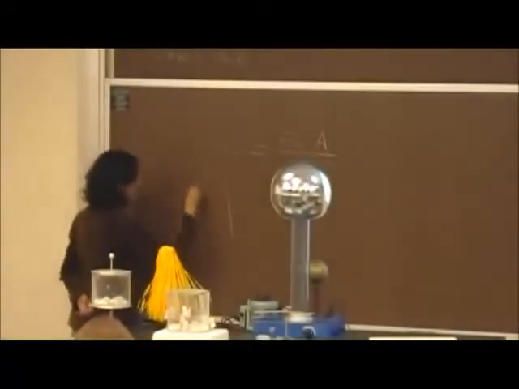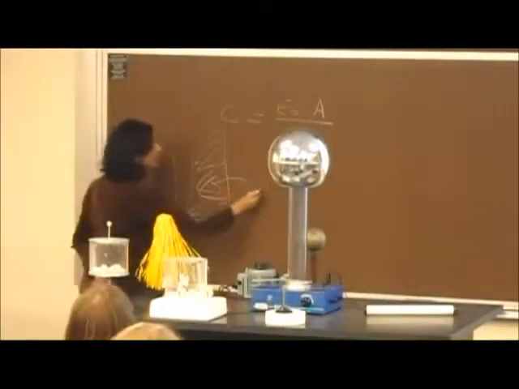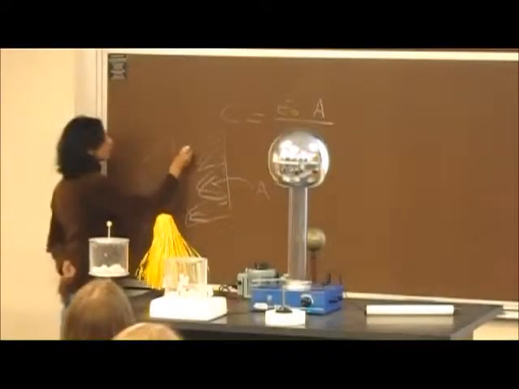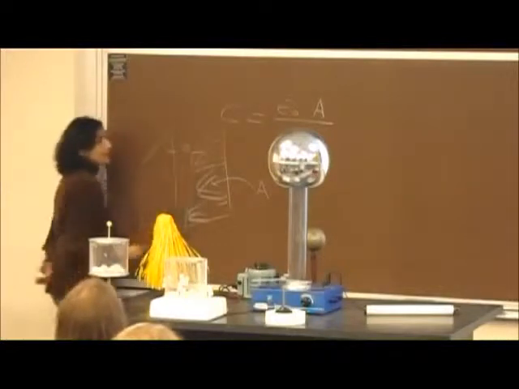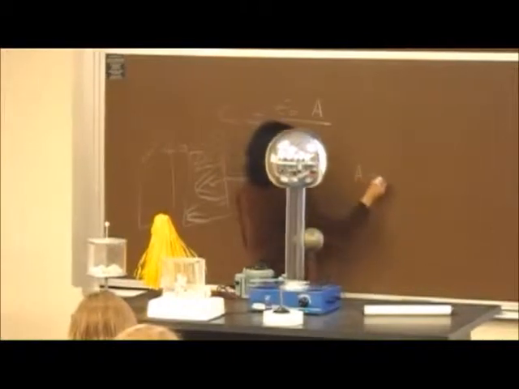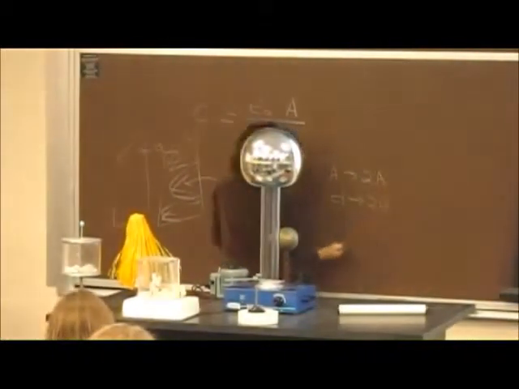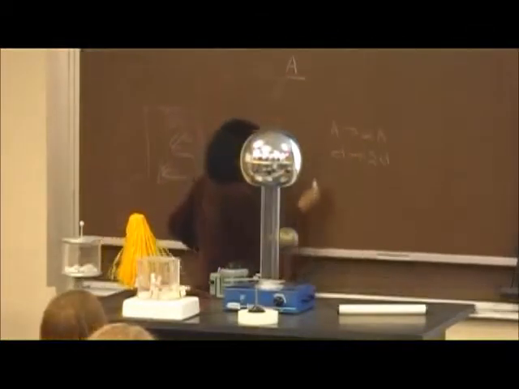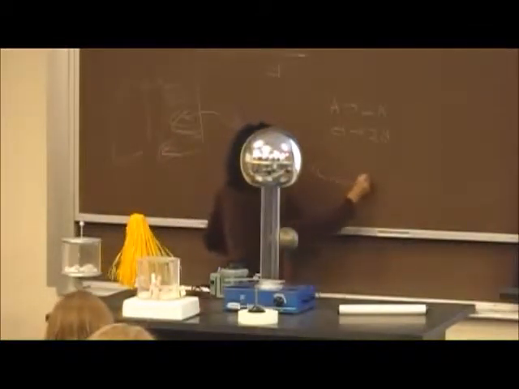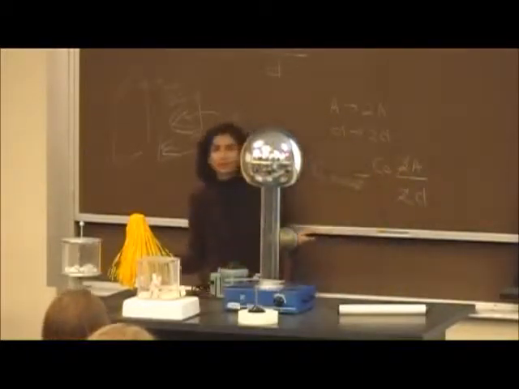So if these are your plates here, these are the two plates, and the surface area of this plate is A, and the distance between these two plates is D, then suppose A goes to 2 times A and D goes to 2 times D. Do you see that C new will be epsilon 0 times 2A divided by 2D, which really stays the same.